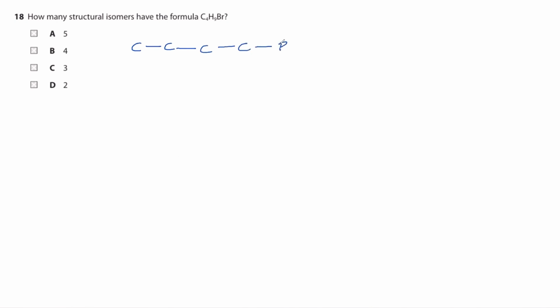Okay, now this is the molecule. So C4H9Br, 1, 2, 3, 4, 5, 6, 7, 8, 9. Okay, this is C4H9Br, the linear one. So first thing is, there's one thing called positional isomers. Positional isomers means you just change the place where the functional group is attached. Now my bromine atom is in the first carbon atom.